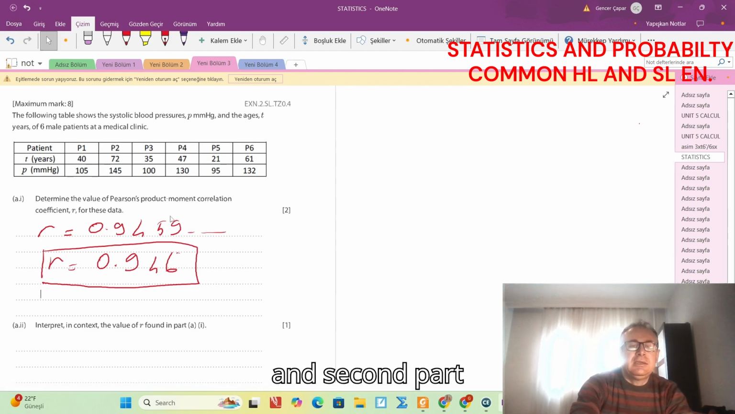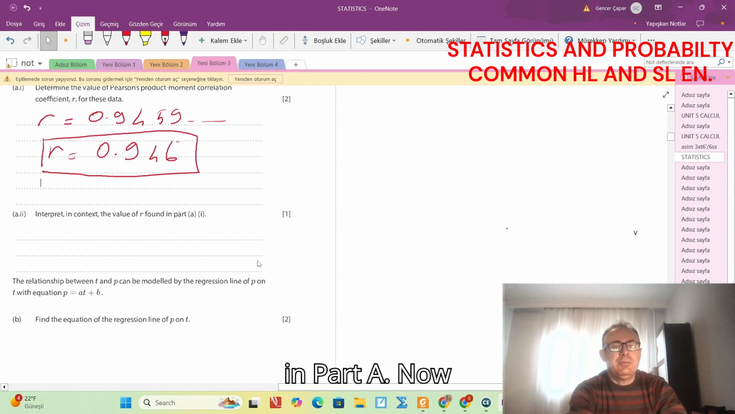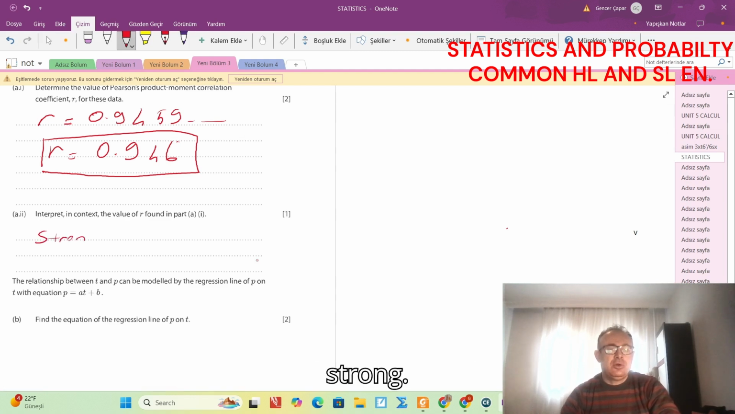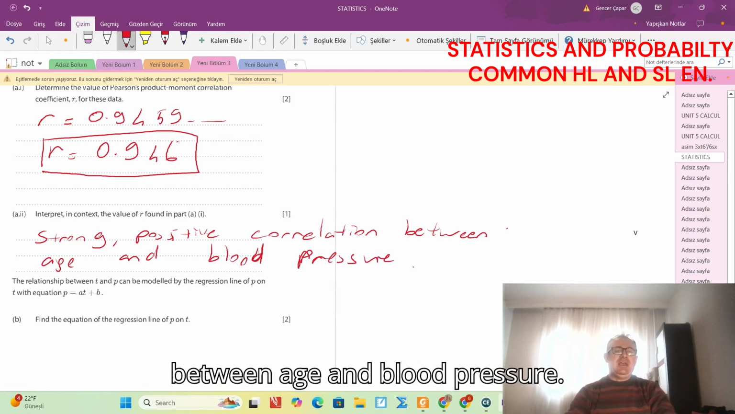And the second part: interpret in context the value of r found in part A. Now we are able to write that there is a strong positive correlation between age and blood pressure. There is a strong positive correlation between age and blood pressure.